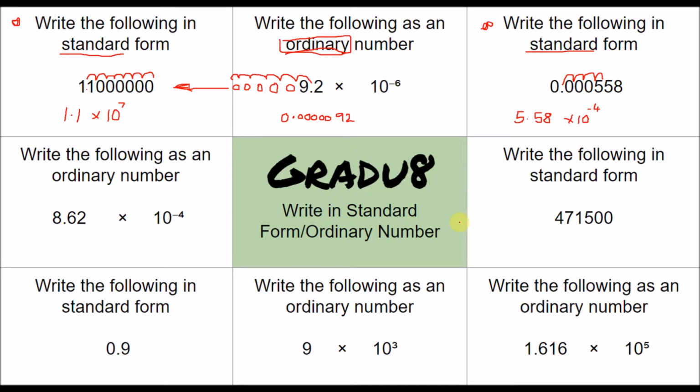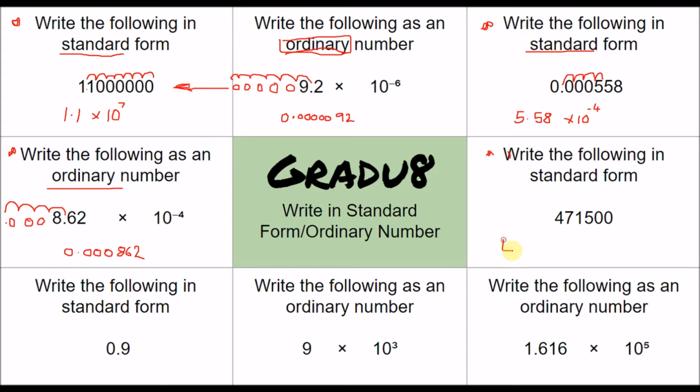Next one over here, write the following as an ordinary number. So this time we're going to write it out again. This is a really, really similar question to the one you had up here. If you're looking at these jumps, you're going to go back 1 jump, 2 jumps, 3 jumps, 4 jumps. And that's where the decimal point's going to go. So you're going to have a 0 in here, 0 in here, and a 0 in here. So you get 0.0000, and then it's 862.